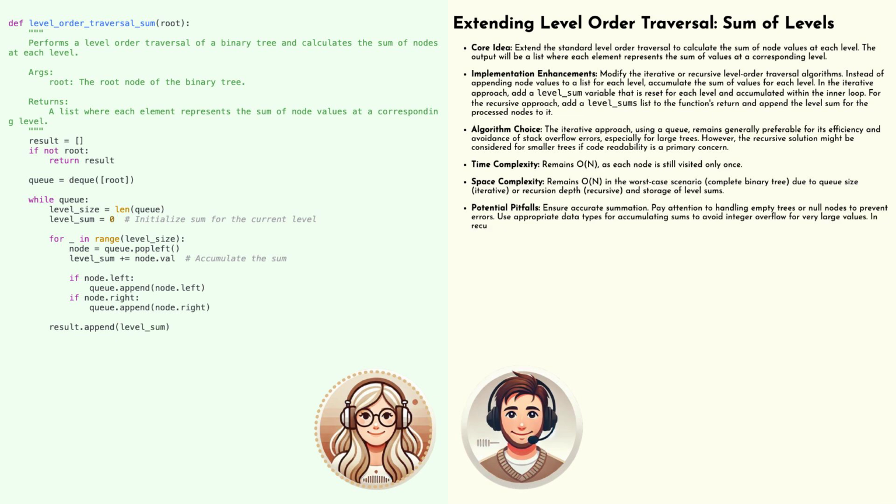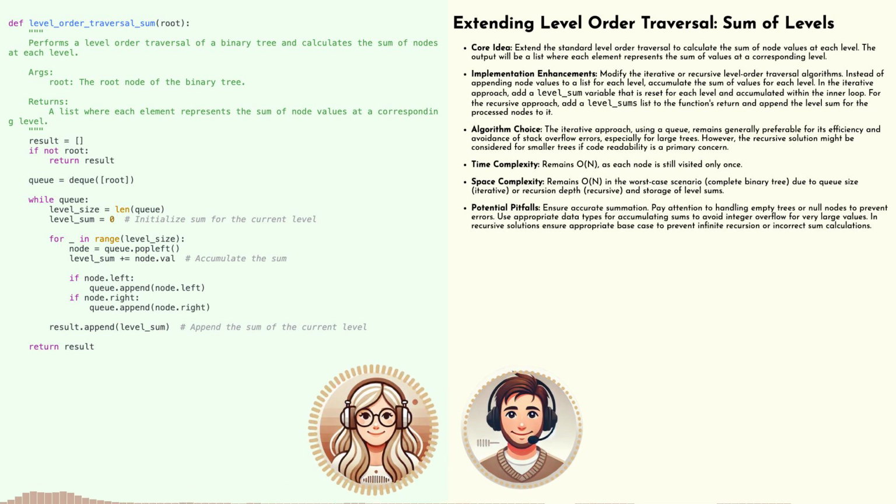Let me think. We could still use the queue to process nodes level by level, but instead of just adding the node's value to our output list, we'd need to keep track of a running sum for each level. You're on the right track, so how would you maintain those running sums? Maybe we could create a separate list to store those sums. Each element in the list would represent a level. As we dequeue nodes, we could add their values to the corresponding level's sum.